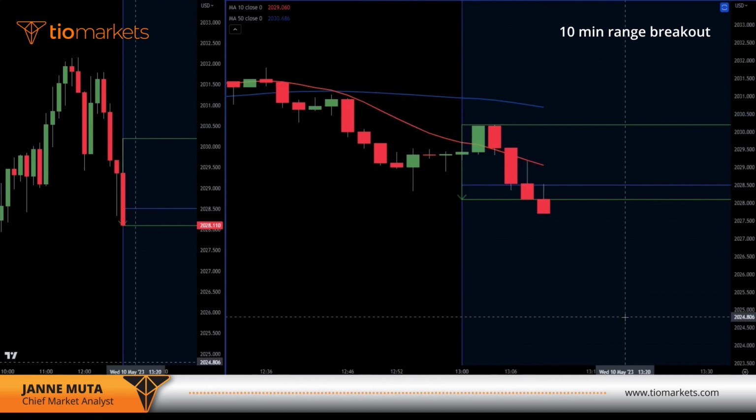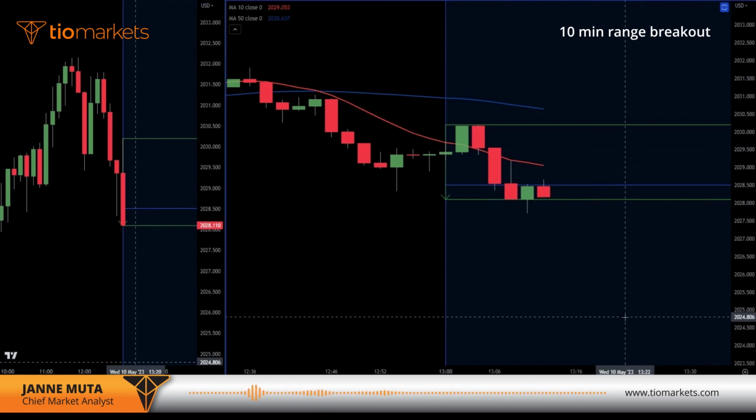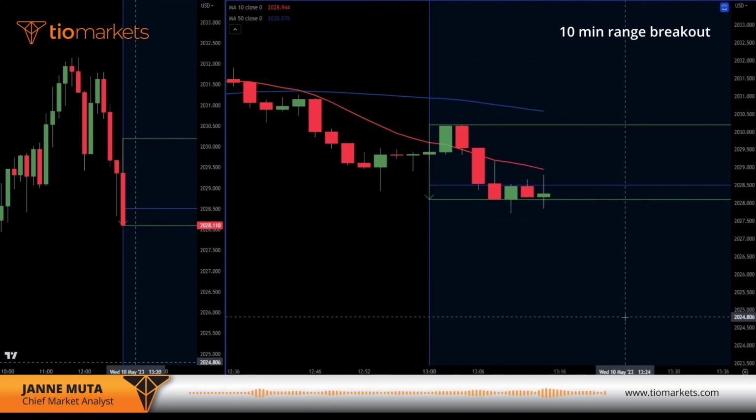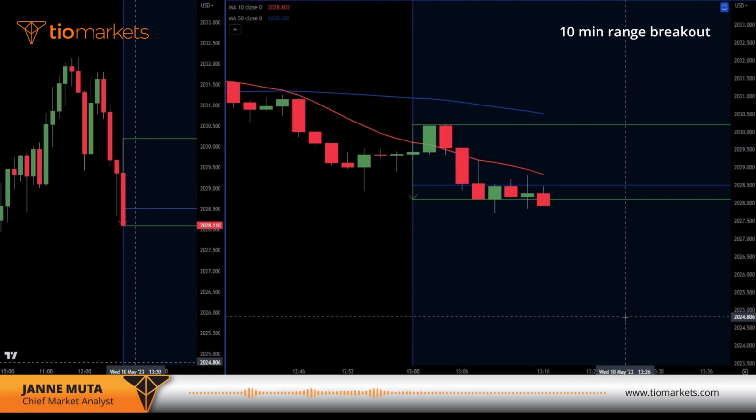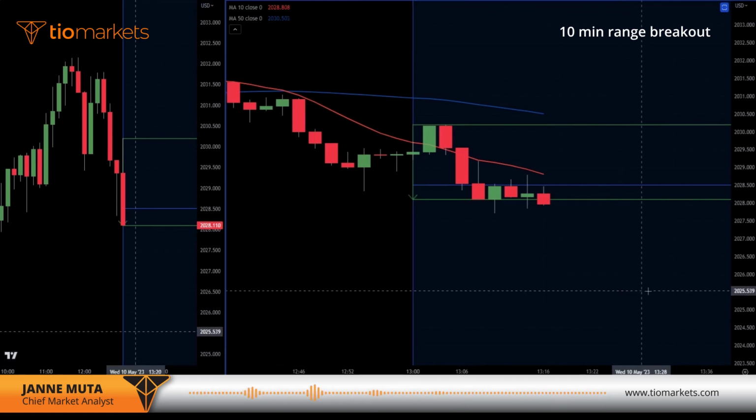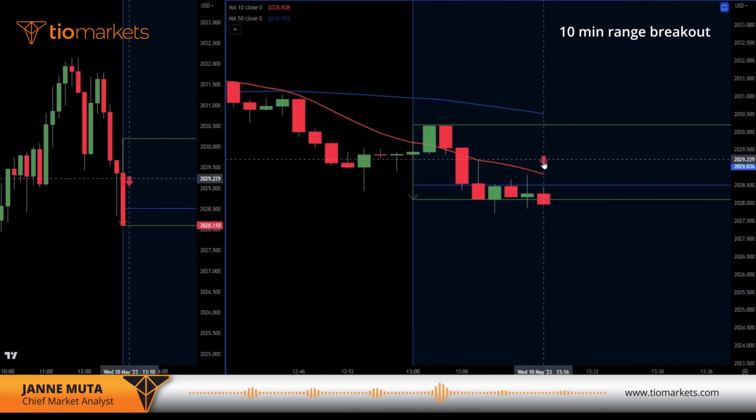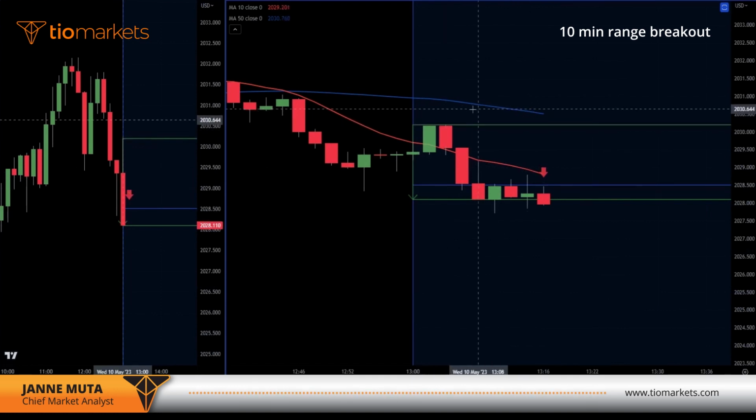So first of all, we have market fluctuating below or close to the low of the range. And finally, do we get a close? Yeah, now we have a close below. It's not a very convincing close, but technically it's a close. So that would be a signal to go short. And then the stop level would be above the range high, somewhere here.